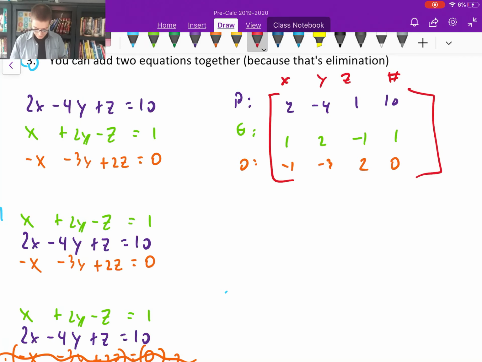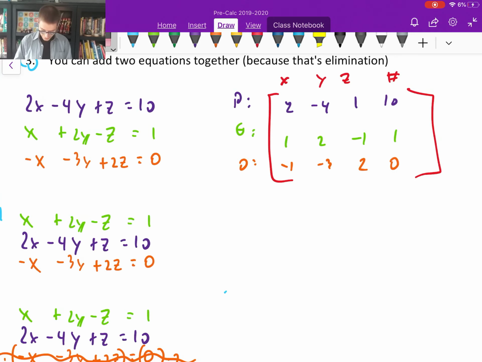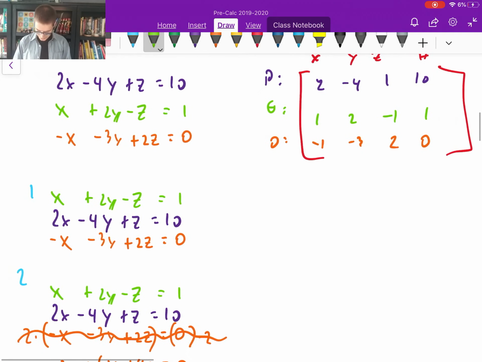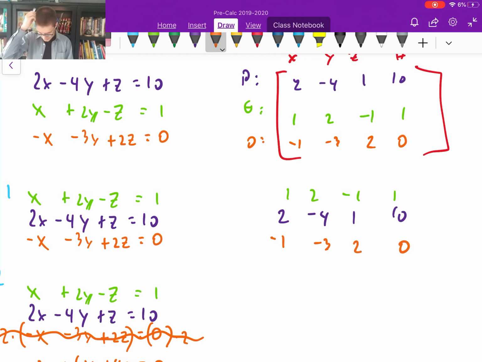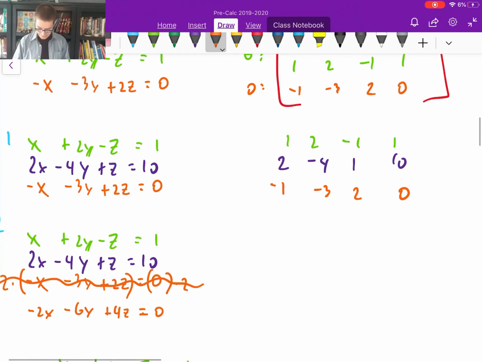And so with matrices, you can do a lot of really powerful things. Let's start off with the simple stuff. This is the reason why I went through this pretty simple stuff, simple rules. So we can switch two of the rows. So I can switch the green and purple. So I have 1, 2, -1, 1 on top, and then I can have 2, -4, 1, 10 in the next row, and then -1, -3, 2, and 0 beneath that. So I can do that. That's rule number 1.